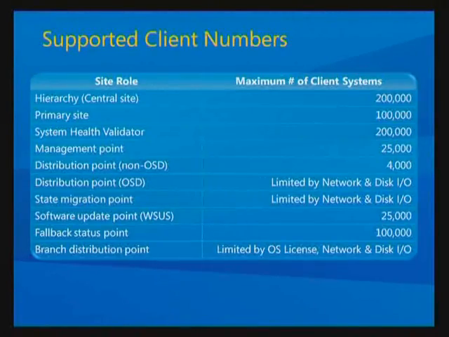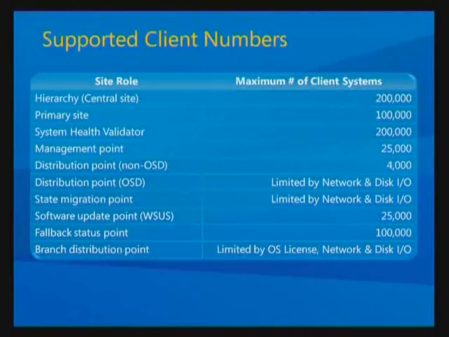Distribution points are really limited by your disk and I/O, depending upon what type of packages or images you're deploying. So really it's your disk, your network, I/O, it's a really limiting factor there. For branch distribution point, the big key there is limited by your OS licensing. If you do a branch DP, we're limited to however many licenses your OS supports on that branch DP.